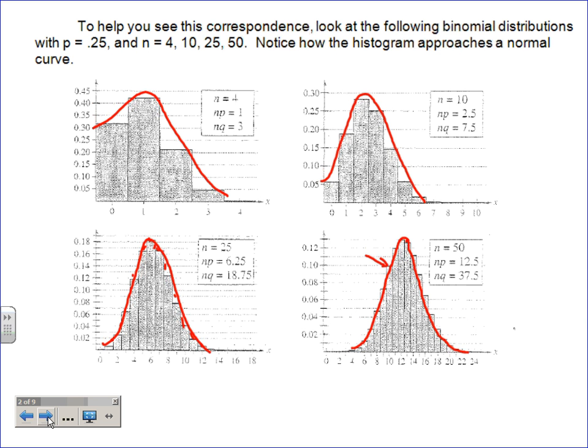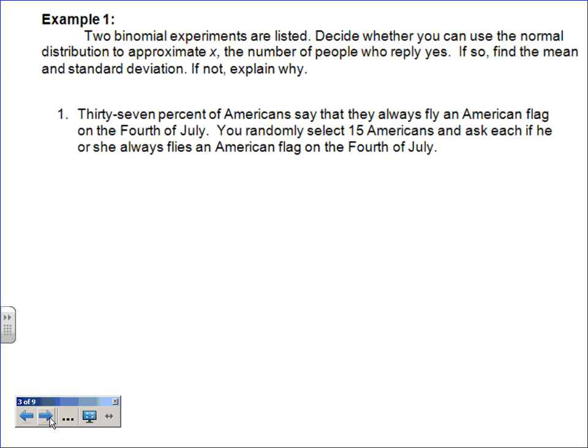So we notice that if NP and NQ are big enough, look at how close that is. It's just ridiculous. Okay, so we can actually use that. But now how? Okay, so first let's see if you can tell me if you can actually use it.